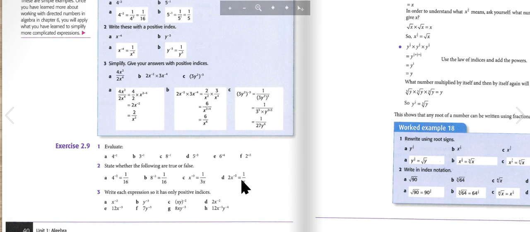Question 3. Write each expression so that it has only positive indices. x to the power of negative 2, y to the power of negative 3, xy to the power of negative 2, 2x to the power of negative 2, 12x to the power of negative 3, 7y to the power of negative 3, 8xy to the power of negative 3, 12x to the power of negative 3, y to the power of negative 4.